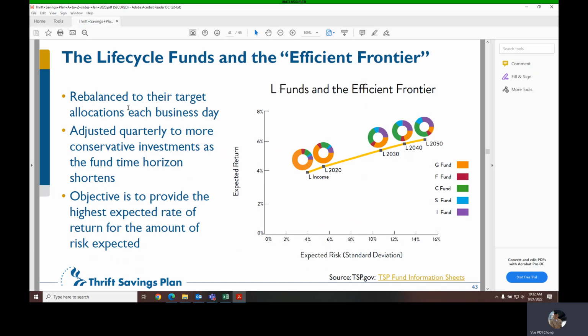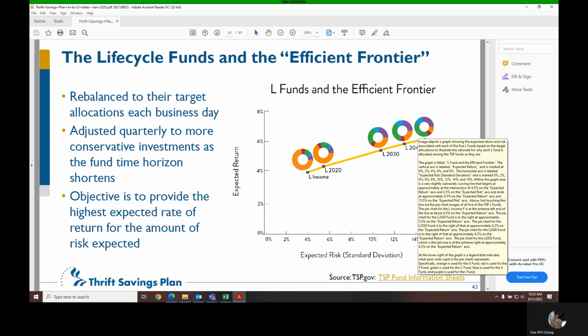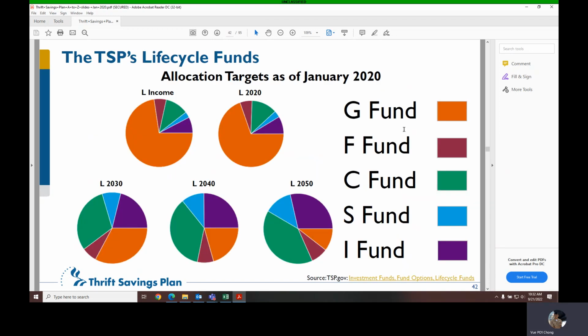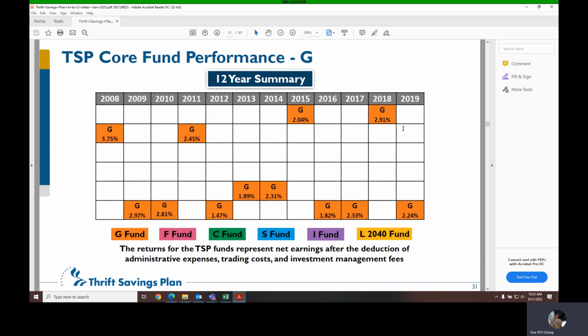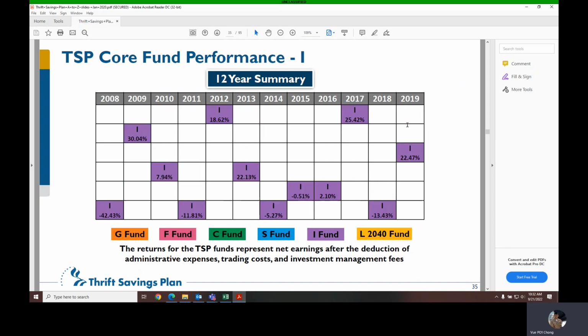So again, it rebalances to its target allocations each business day, adjusted quarterly to more conservative investments as the fund's time horizon shortens. And the objective is to provide the highest expected rate of return for the amount of risk expected. If you really don't want to put thought into TSP, it's up to you to put into your life cycles. But being young, and it doesn't really take any time, as you can see, just do it yourself. Just put your money in the C and S funds, and then possibly I.